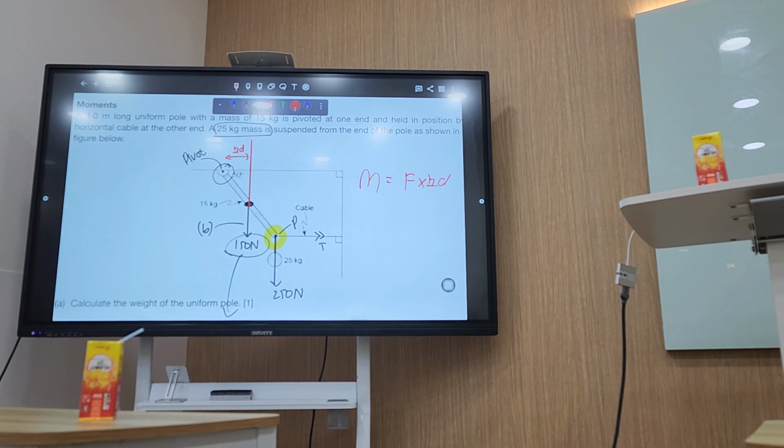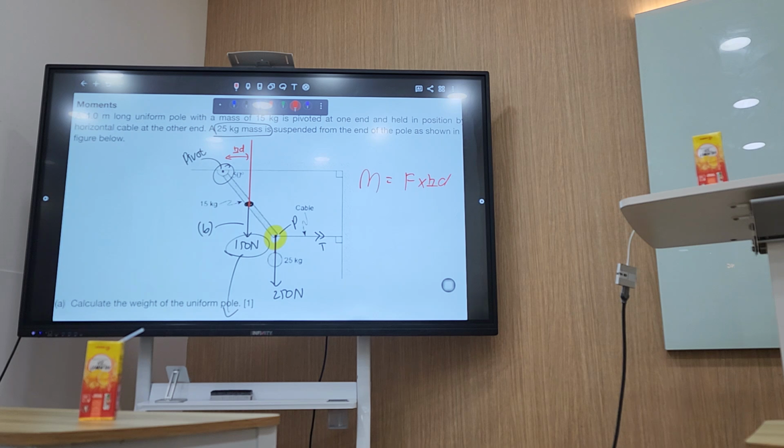Because then you need a perpendicular distance for this one, but you also need a perpendicular distance for tension. It's very simple. Yes, but it's okay, because the concept is very simple.